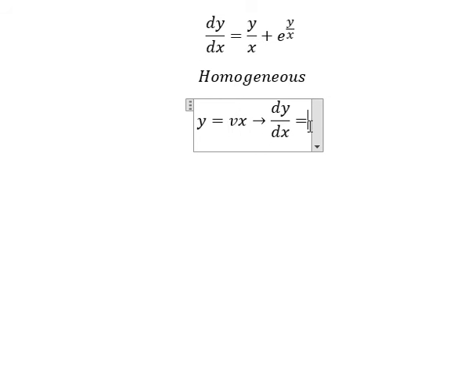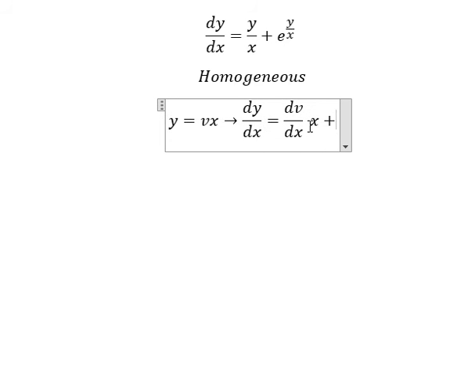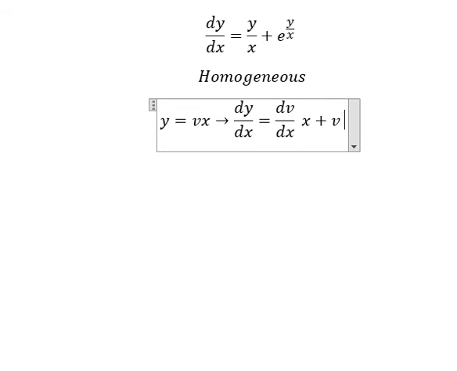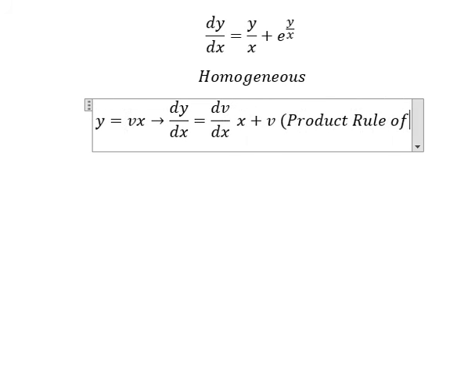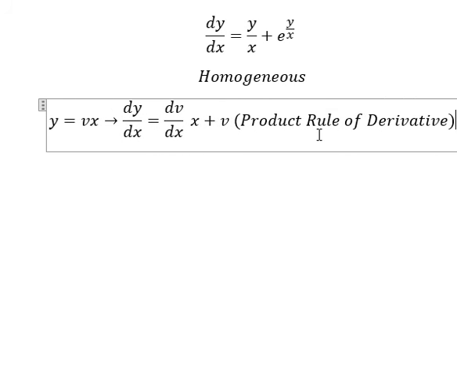v. We have dv over ds multiplied by s. Later, we do the first derivative of s, and you get v because that's number 1. This is about the product rule of derivative.